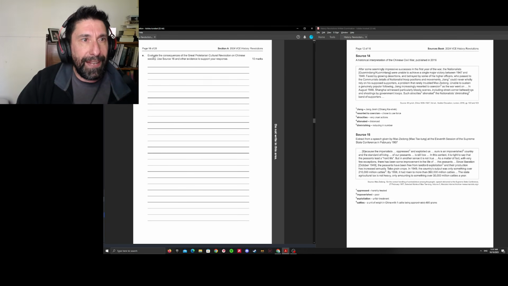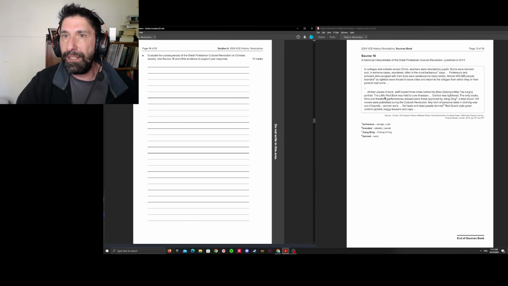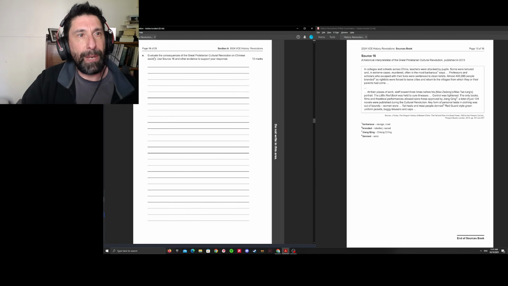And once again, it's an evaluate question. Once again, it is asking you to refer to a source in the source book and booklet, and I'll turn over. A historical interpretation about the Cultural Revolution. From Fenby. Good. Evaluate the consequences of the Great Proletarian Cultural Revolution on Chinese society. Use source 16 and other evidence to support your response.